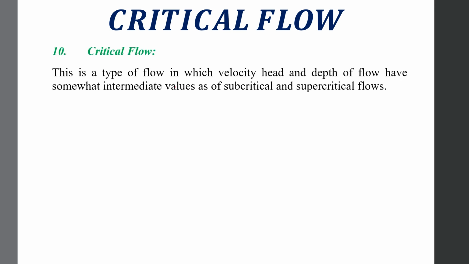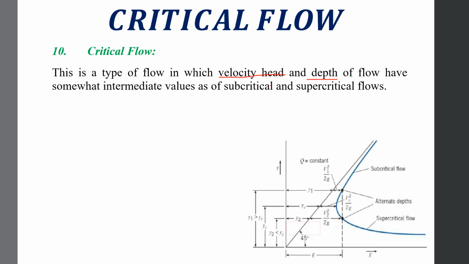This type of flow is the one in which velocity head and depth of flow have somewhat intermediate values as compared to subcritical and supercritical flow. You can see from the figure this yc and this vc square over 2g. See here, this is the value of v1 square over 2g.